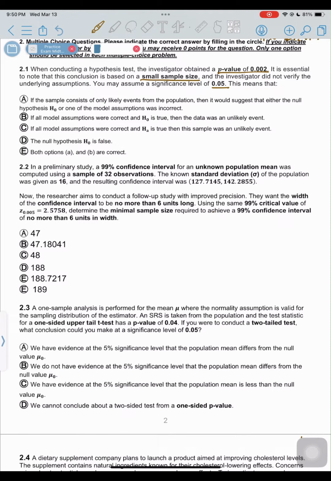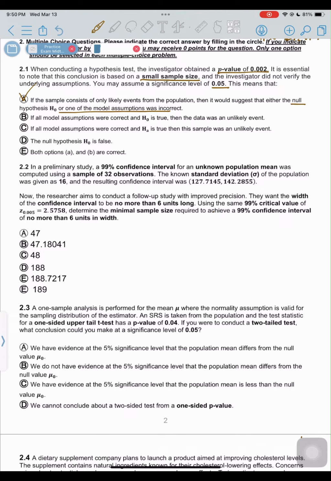Let's look at A. If the sample consists of only likely events for the population, then it would suggest that either the null hypothesis or one of the model assumptions was incorrect. So this is true, because a low p-value means that the observed data is unlikely under the null hypothesis, so rejecting the null hypothesis. So if the sample consists of only likely events from the population, then obtaining a low p-value would cast doubt on whether the null hypothesis is right or one of the assumptions is right. So A is right.